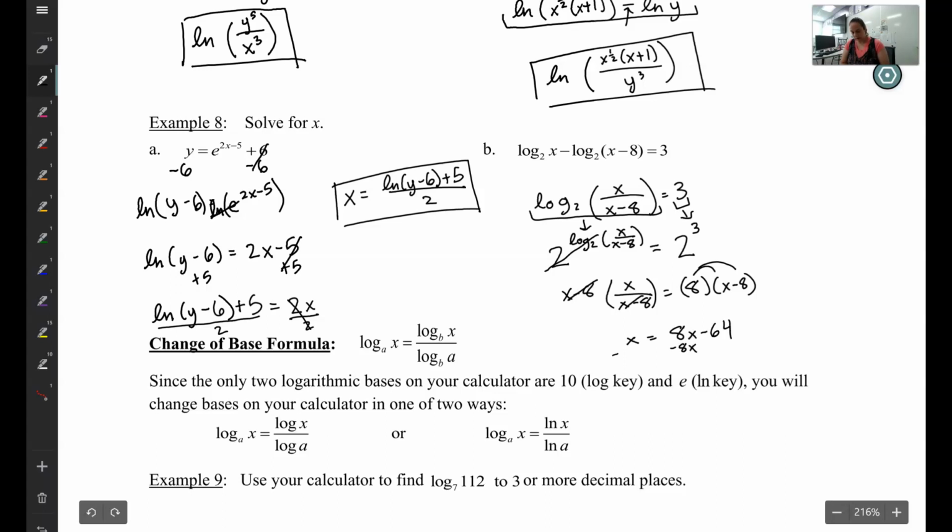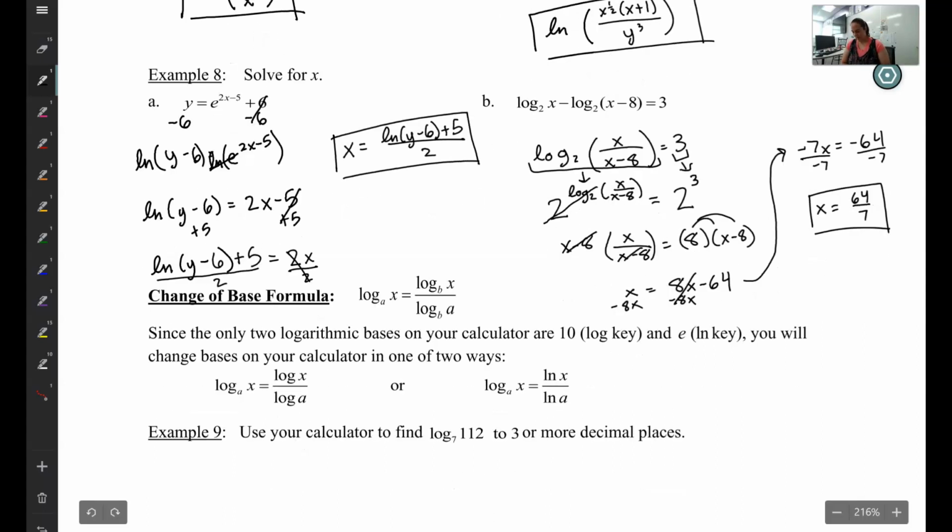Now combine my x's. Let's go up here. So I got negative 7x equals negative 64. Make sure I'm doing this so far so good. Divide by negative 7. So I get x equals 64 sevenths. And you're done.